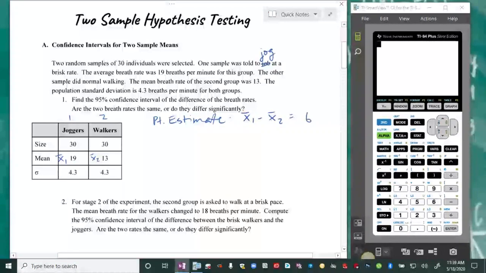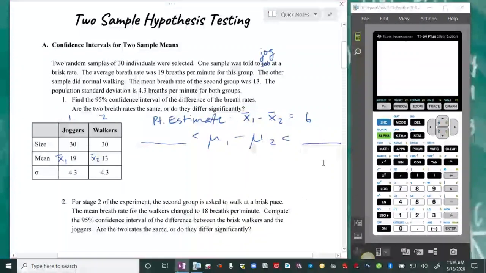So their difference is going to be x bar 1 minus x bar 2. And in this case, we're testing the sample difference of 6. Instead of looking at individual means, we're going to be testing the difference of means, and we'll also do a proportion example where we test the difference of proportions. So now we can go into this 95% confidence interval. We want to find the values that are in between the actual mean difference if we were to do this with several different groups of walkers and joggers.